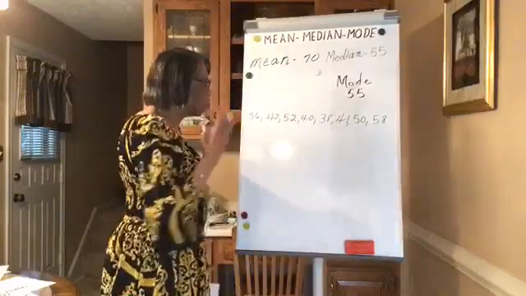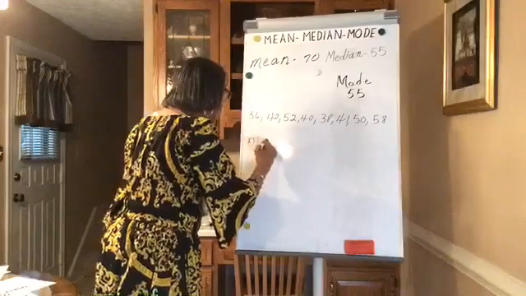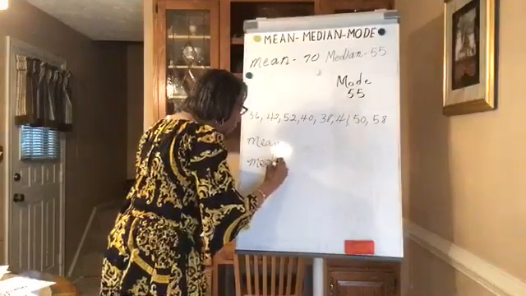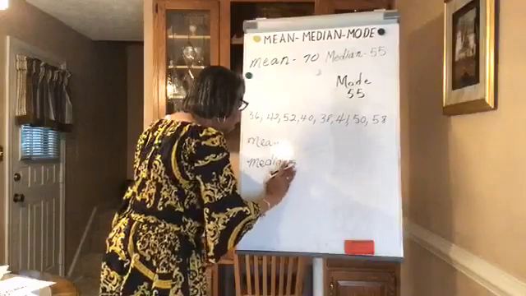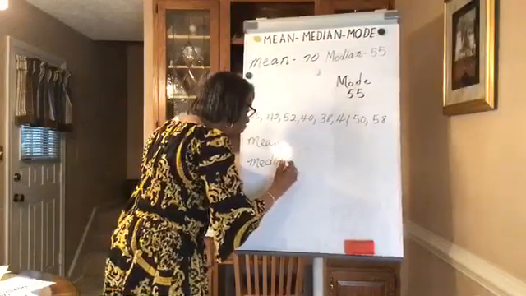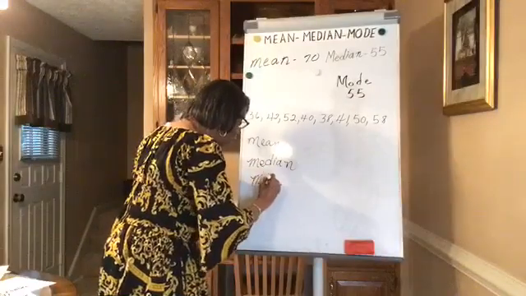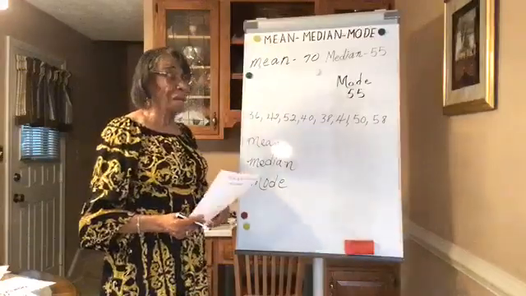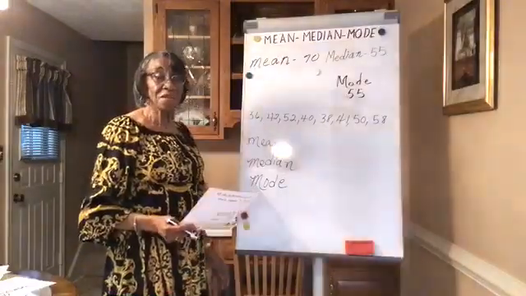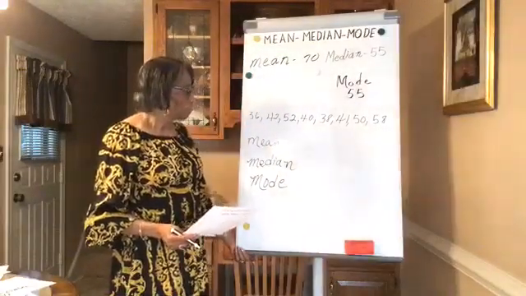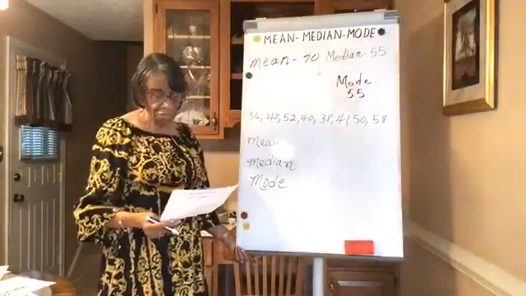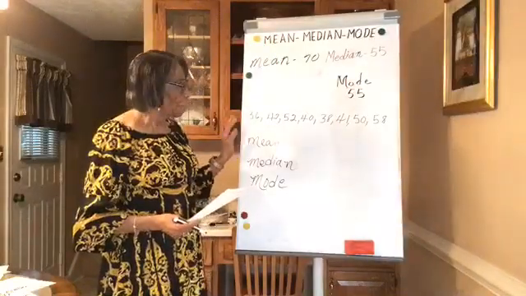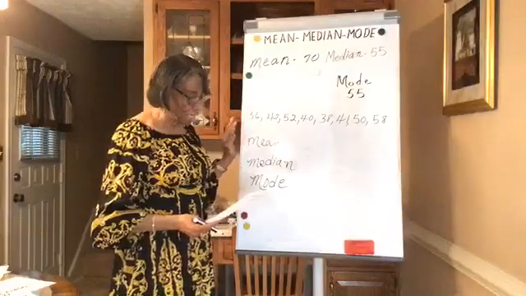All right, so let's find the mean, the median, and the mode. I'm just going to stop a moment because I want to see if you can do that just from what we have said and not from my helping you. So let's work on the mean first. Let me make sure I have the numbers: 36, 42, 52, 40, 38, 41, 50, and 58.